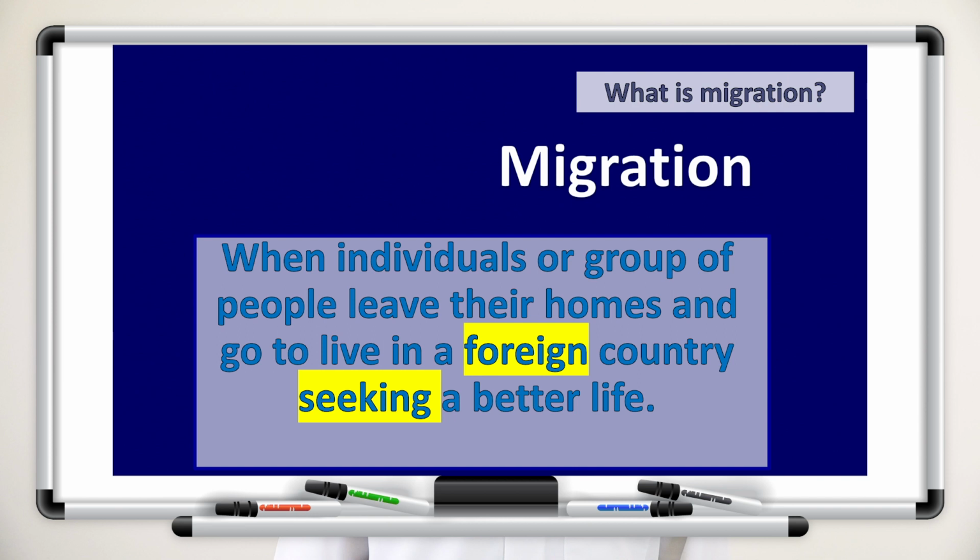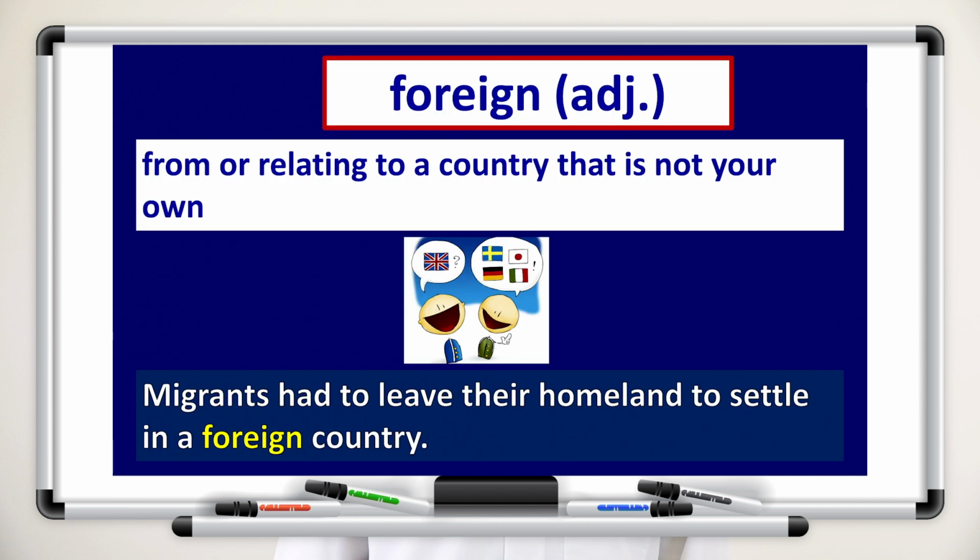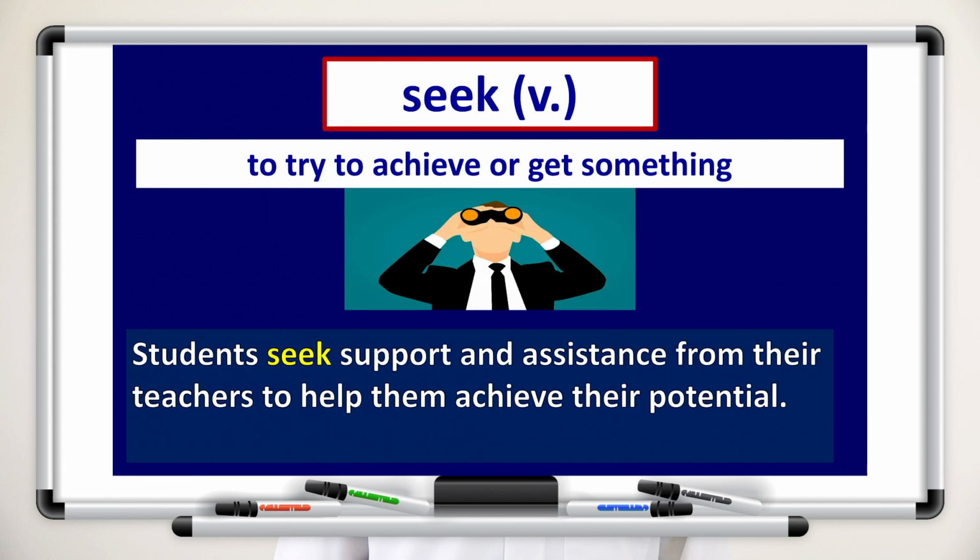Migration is when individuals or groups of people leave their homes and go to live in a foreign country seeking a better life. Foreign is an adjective, which means from or relating to a country that is not your own. Migrants had to leave their homeland to settle in a foreign country. Seek is a verb: to try to achieve or get something. For example, students seek support and assistance from their teachers to help them achieve their potential.